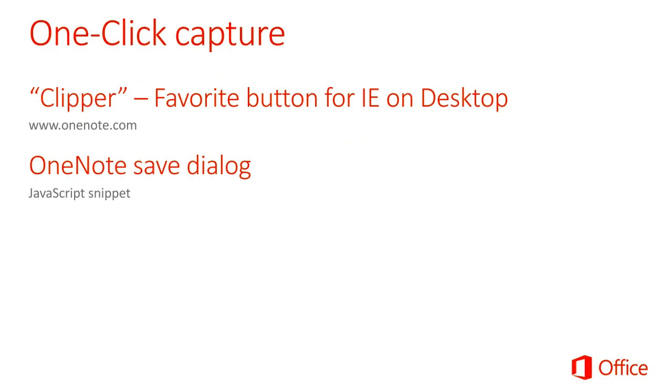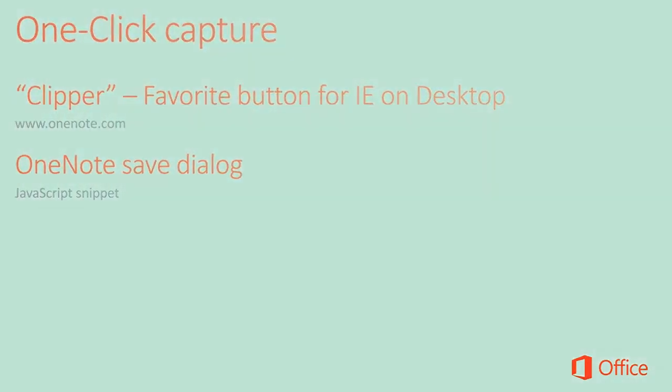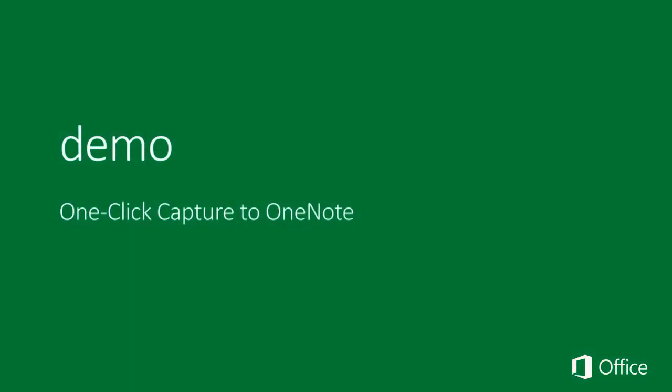Now we have some really quick captures that we can do here with OneNote using the Clipper. This is like a favorite button that we have on IE or the desktop. If you just go to onenote.com, you can grab this and install it in your browser. You also have the OneNote Save dialog as a JavaScript snippet. And let's take a look at the OneNote capture here.